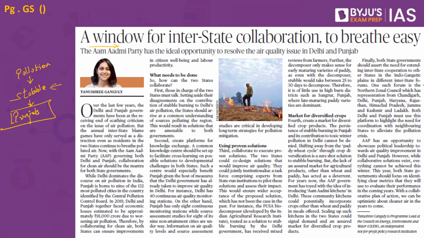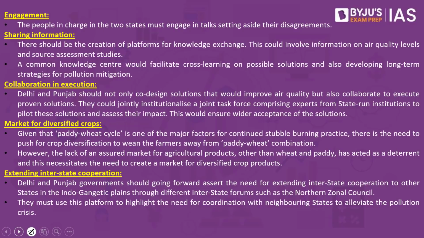So all the conflicts that were earlier present because of different political parties can now be removed, and what we require is coordination to control the pollution. That is what this article is all about. So in order to control the pollution, the author provides some recommendations. What are these recommendations? The first important recommendation is engagement.